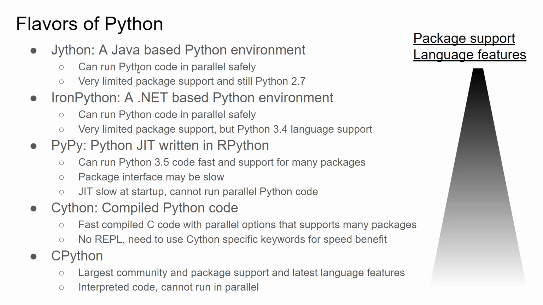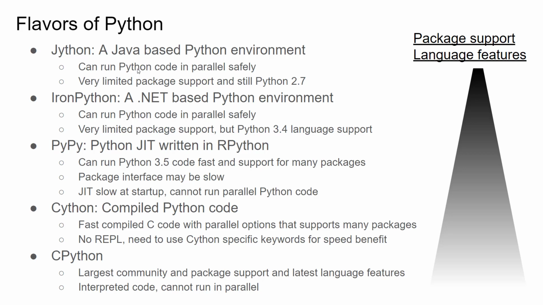So that's why I focused on CPython, because CPython has a very large community and package support, and it includes the latest language features, so that you have that richness of the development environment to rely on community packages that may not have even been intended for Python. But its disadvantage is it's interpreted code, and it can't run in parallel. And those speed disadvantages are where the 17x speed up came in.